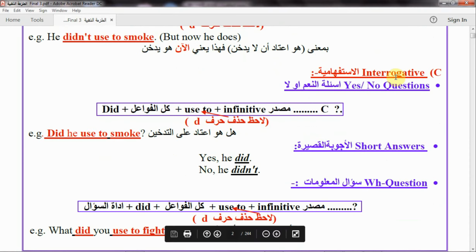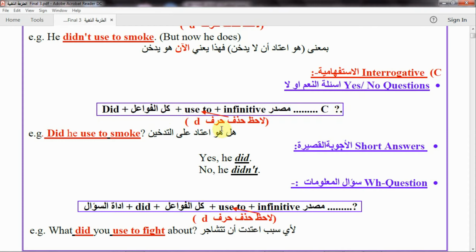The third mood is letter C, interrogative. As you know, we have two kinds of interrogative. The first kind is yes or no questions. The structure: did plus all pronouns plus used to plus infinitive plus complement, question mark.